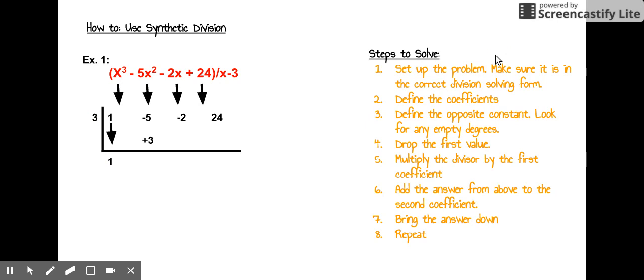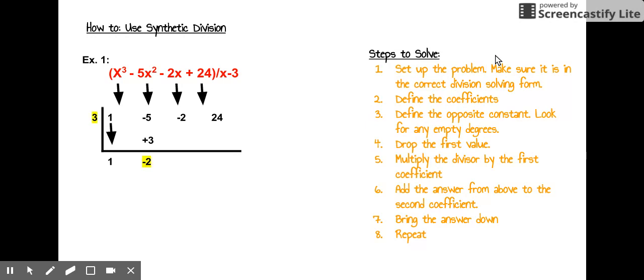Because 3 times 1 is 3, we're going to take that 3 and put it under the second little column of our synthetic division table. So now we have -5 plus 3, and we're adding it because 3 times 1 is a positive 3. Whenever you get -5 plus 3, you get -2.